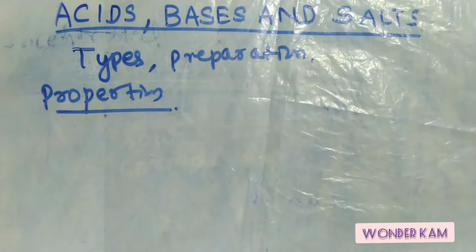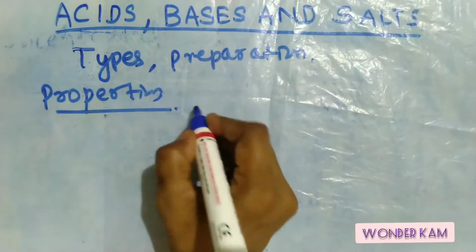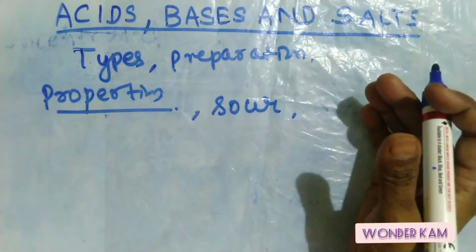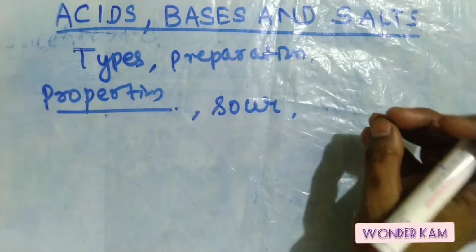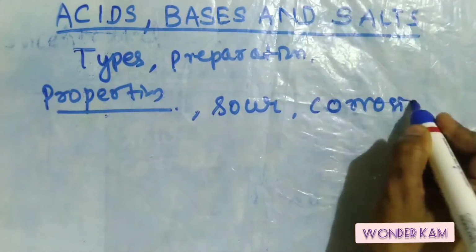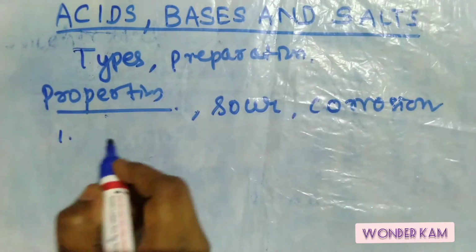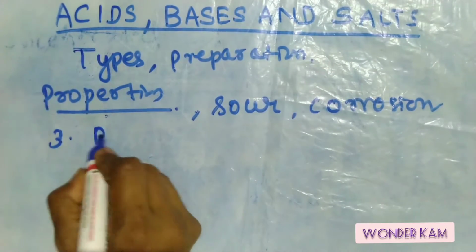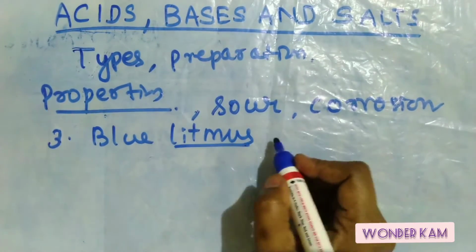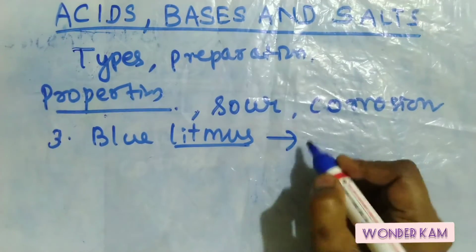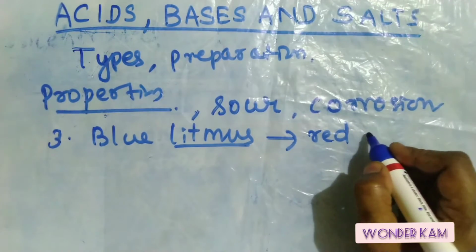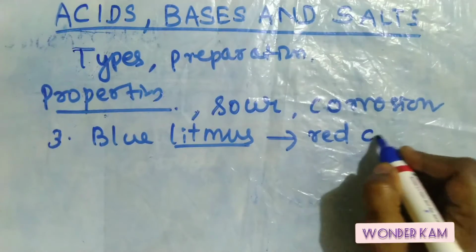Properties of acids. So acids are sour in taste and they corrode certain metals. That means the metals are destroyed in the presence of acid. That is the term known as corrosion. Acids generally turn blue litmus to red. This litmus is an indicator that we will discuss again when we discuss indicators. So blue litmus turns red.